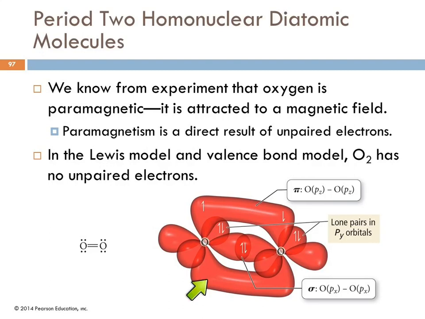Here is the valence bond concept of an oxygen molecule, where we have a sigma bond here, and we have a pi bond here, and then we've got these electrons in lone pairs in the p orbitals, and there's no unpaired electrons.